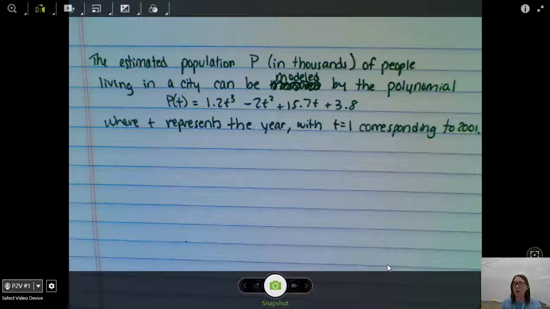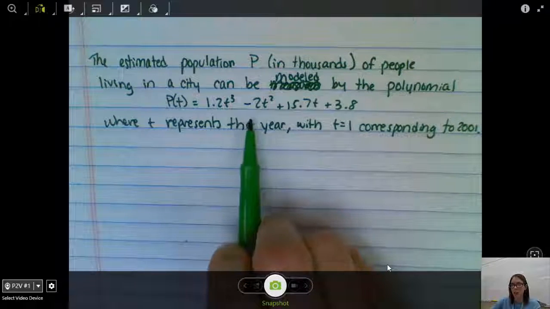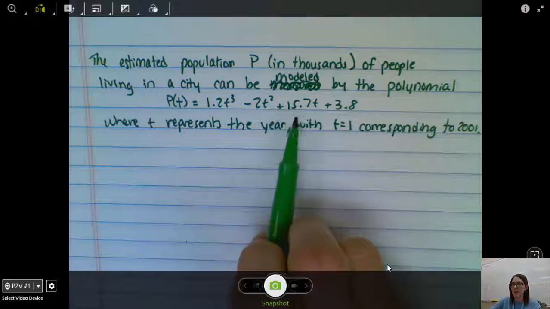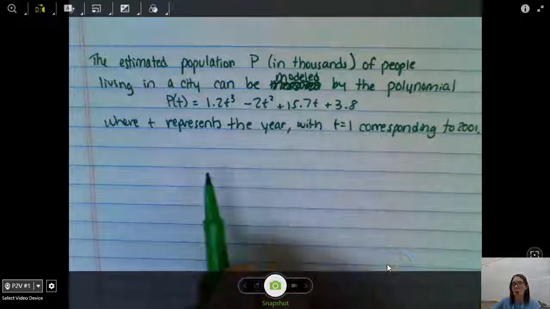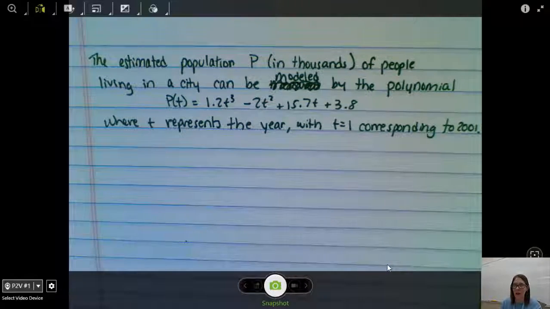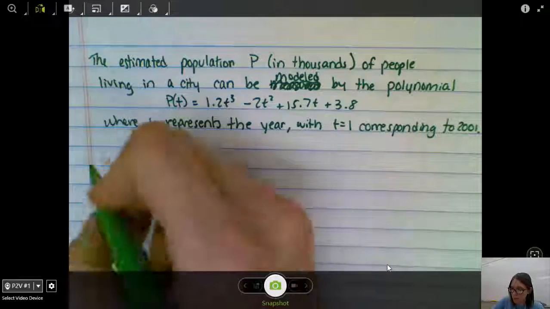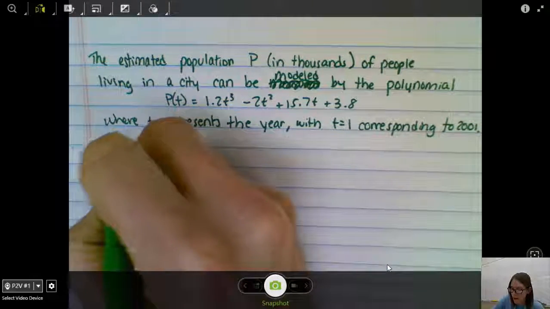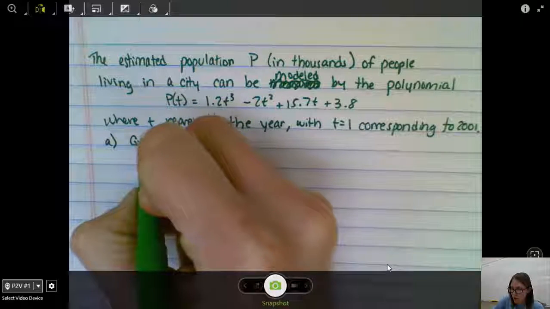The estimated population P in thousands of people living in a city can be modeled by the polynomial P of t equals 1.2t to the third minus 2t squared plus 15.7t plus 3.8, where t represents the year, t equals 1 corresponds to 2001. Again, pretty similar to our last problem. Part A. Similar questions as before.